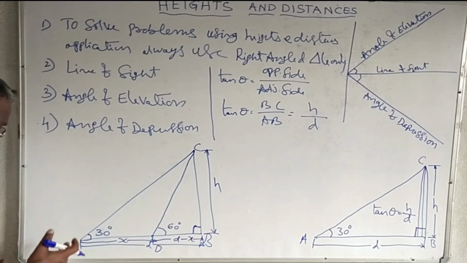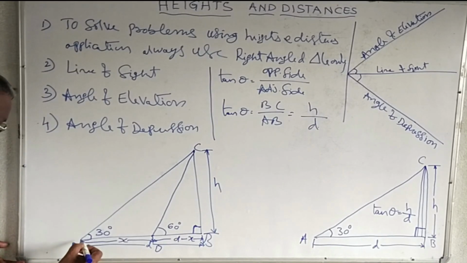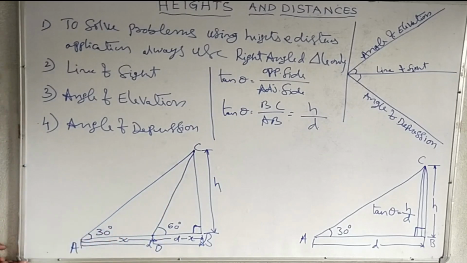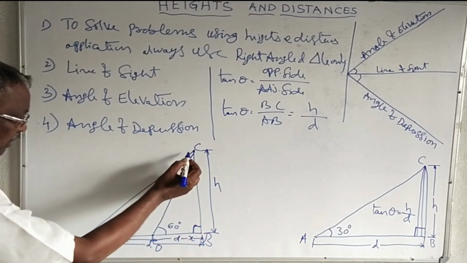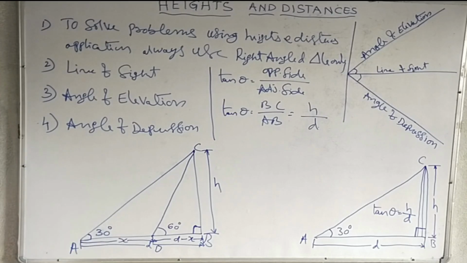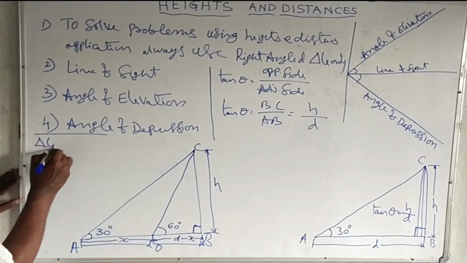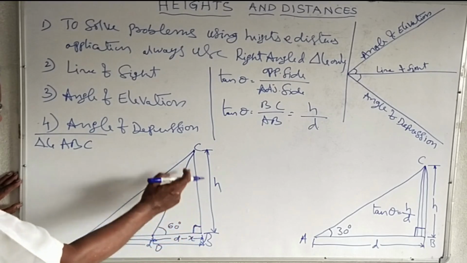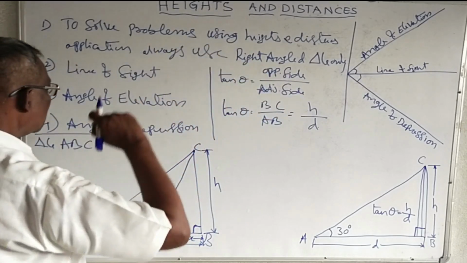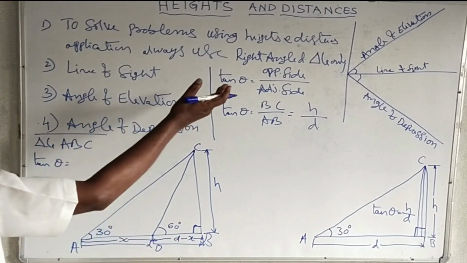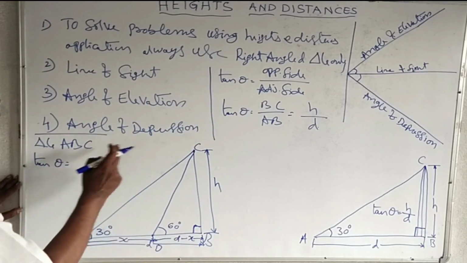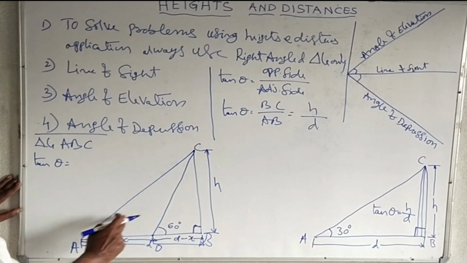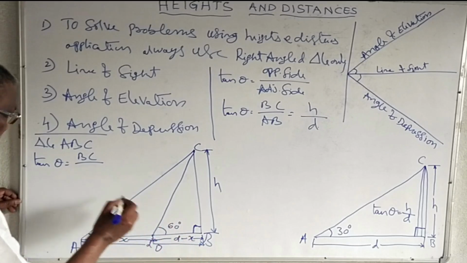You observe that in this figure there are two right angled triangles. The first one is triangle ABC, and the second one is triangle DBC. In triangle ABC, tan theta, or tan 30, whatever it may be, is equal to opposite side by adjacent side. In triangle ABC, what is the opposite side? BC. What is the adjacent side? AB.